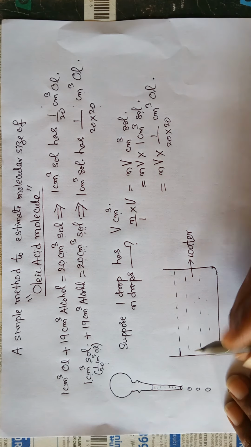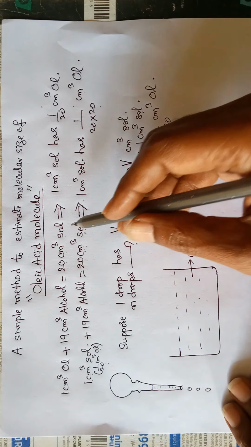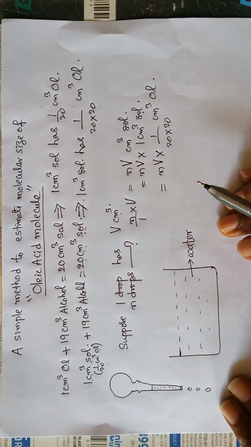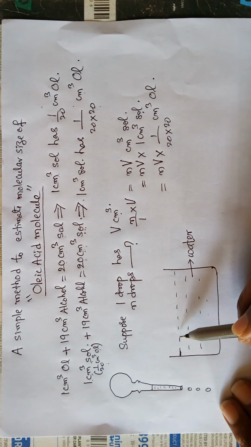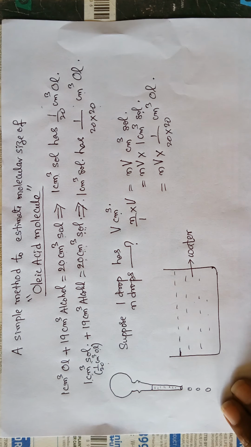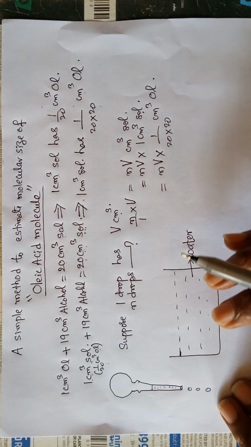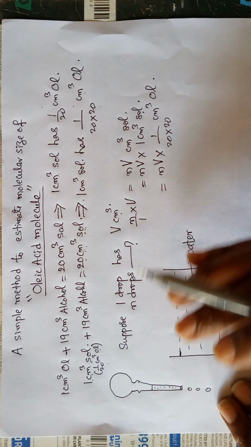So here you have poured this solution, N V cm cube of solution. So it forms a layer over the water surface, and what happens? All the alcohol gets evaporated. Only oleic acid remains, and that oleic acid will be forming a single layer.